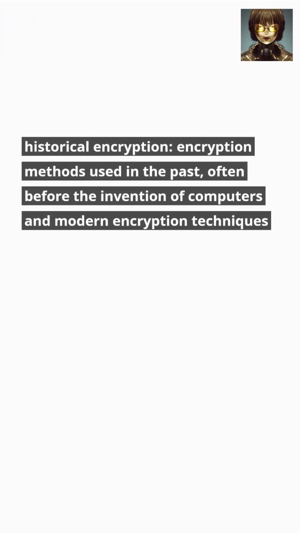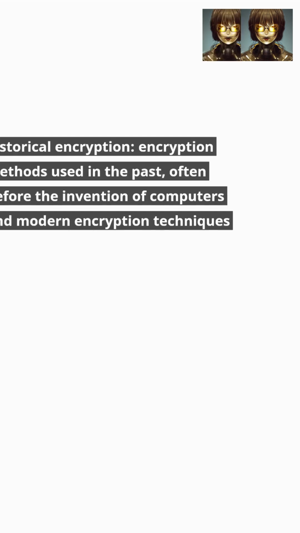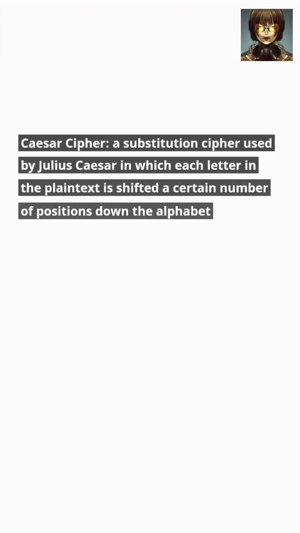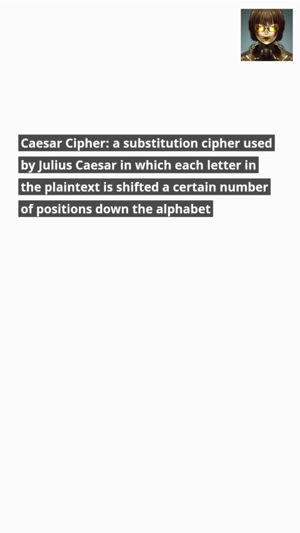Historical encryption, encryption methods used in the past, often before the invention of computers and modern encryption techniques. Encryption, the process of converting plaintext into ciphertext to protect it from unauthorized access. Caesar cipher, a substitution cipher used by Julius Caesar in which each letter in the plaintext is shifted a certain number of positions down the alphabet.